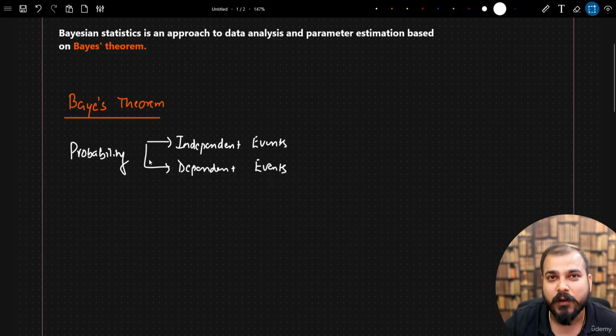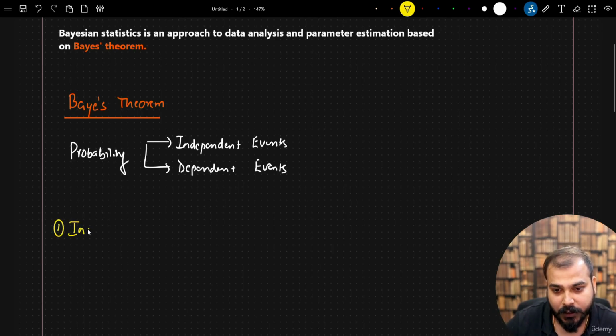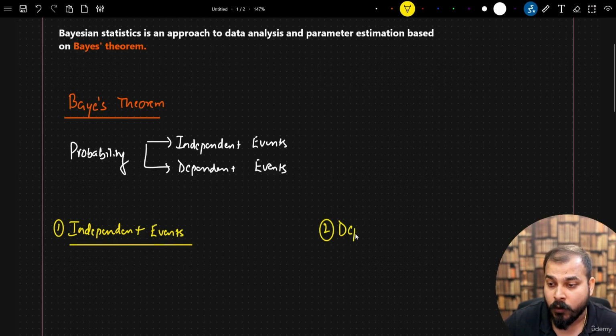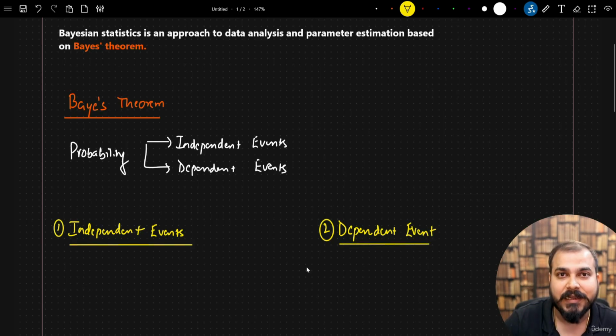So in Bayes theorem, first of all, we need to discuss a probability concept like independent events and dependent events. So whenever we talk about independent events, number one, we will talk basically about independent events. And obviously I will be showing you a lot of examples. Okay. So this will be independent event. The second one that you really need to know is about dependent event. Okay. So what exactly is independent event?